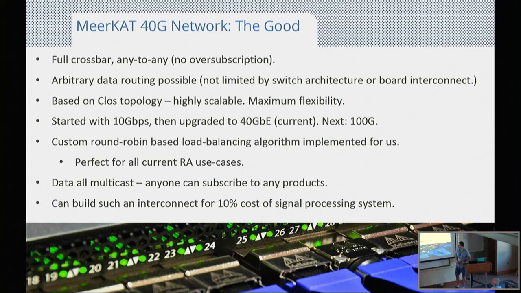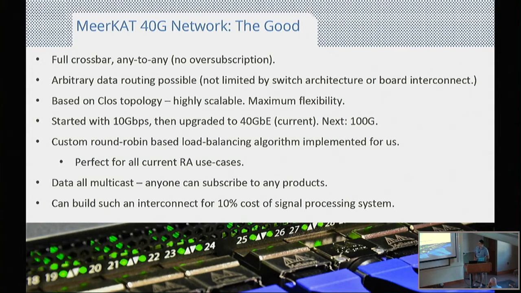Our initial deployment was actually a 10 gig network, and we upgraded to 40 gig when we switched from Roach 2 to Scarab partway through MeerKAT deployment. And we've started thinking a little bit about 100 gig Ethernet as our next step. We actually use a custom round-robin based load balancing algorithm, which I'll also chat about in a little bit. It turns out this is perfect for all current radio astronomy use cases and is better than the IETF mandated hash algorithm. All the data in the system is multicast. We only unicast for control, basically DHCP and ARP, the standard network. No radio astronomy data is unicast anywhere.